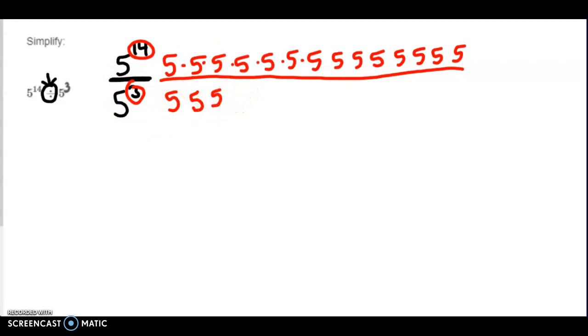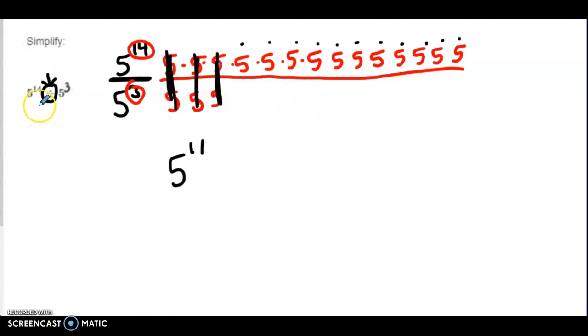And then, because it's a nice fraction and we're dividing, those would cancel, those would cancel, and those would cancel. And then I could just count and see how many I'm left with. So 1, 2, 3, 4, 5, 6, 7, 8, 9, 10, 11. So I'm left with 11 5s, or 5 to the 11th power. So that's the long way to do it, but that way always works.